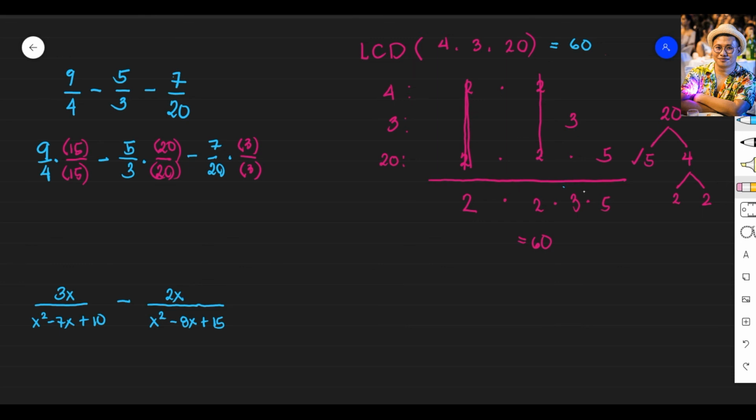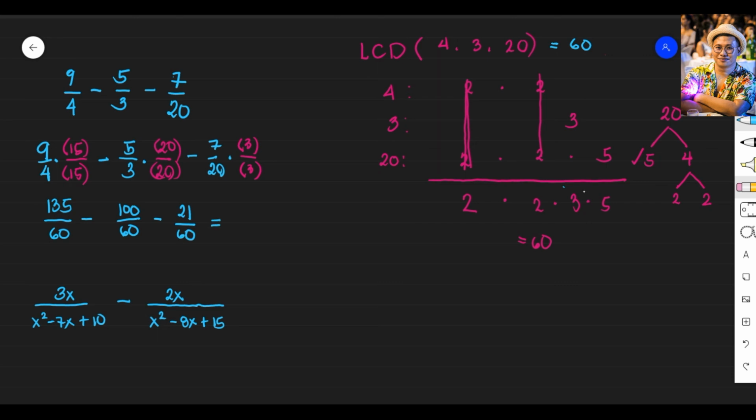What is 9 times 15? 9 times 15, guys, is 135. Right? And 4 times 15 is just 60. You copy the operation, which is subtraction. 5 times 20 is 100. Over 3 times 20 is 60. Okay? Minus 7 times 3 is 21. Over 20 times 3 is 60.